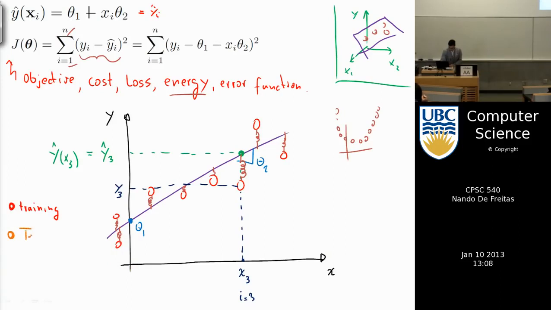So I'm going to introduce now a test point. A test point, I don't fit a test point. A test point hasn't been given to me. It's only after I fit the model, as we did before, that I give it a new point, which I'm going to call here.